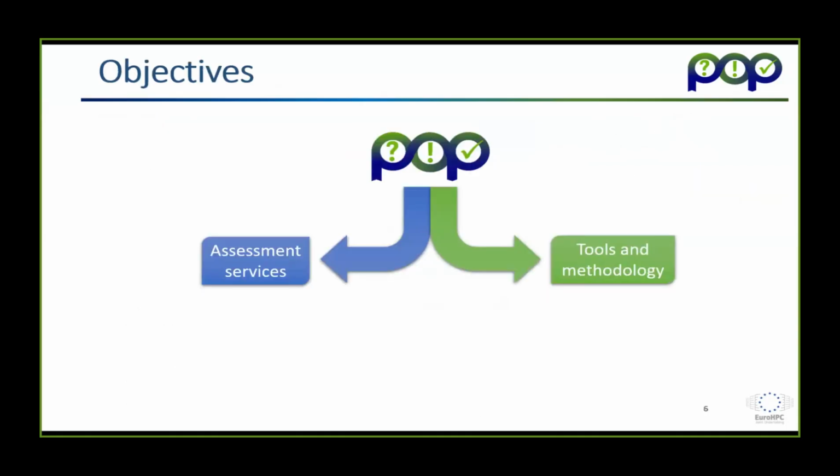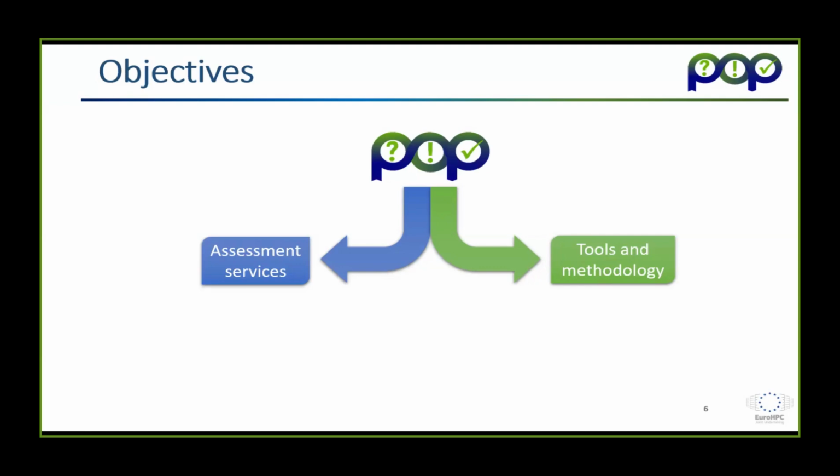The objectives of POP can be divided in two. On one hand, we have the services where we assess the performance of the code and we provide the second level services. And on the other hand, we advance on the development of tools and methodology for performance analysis.